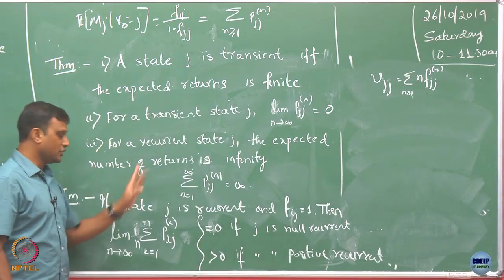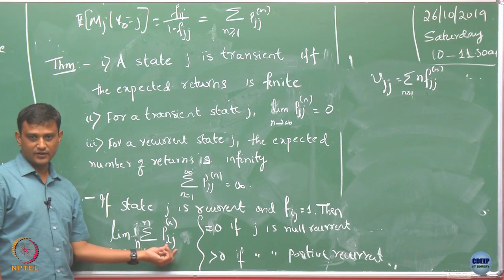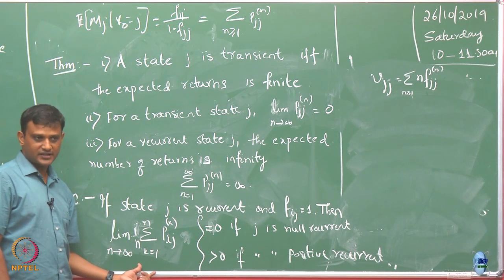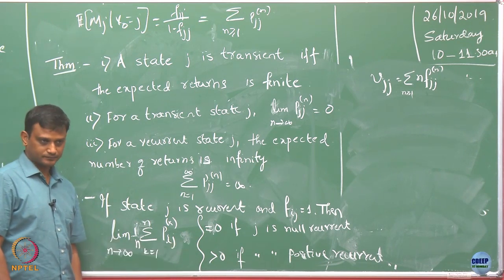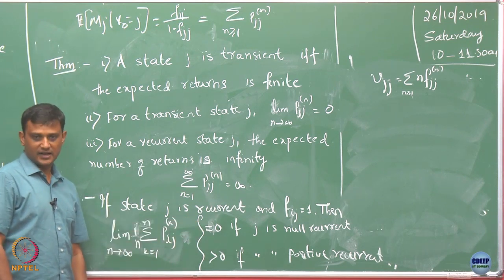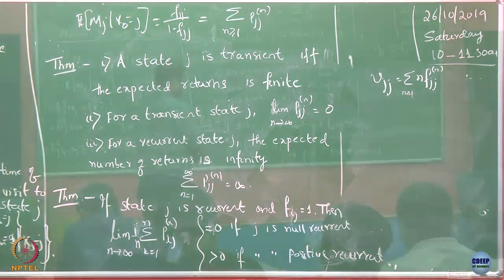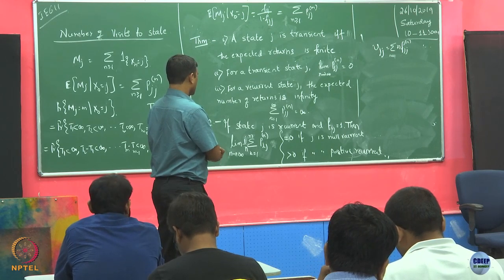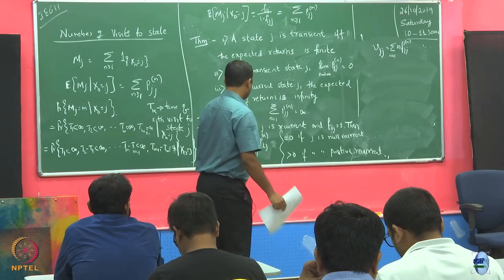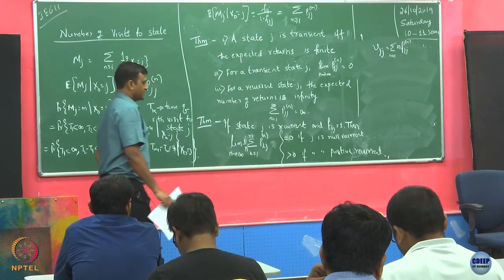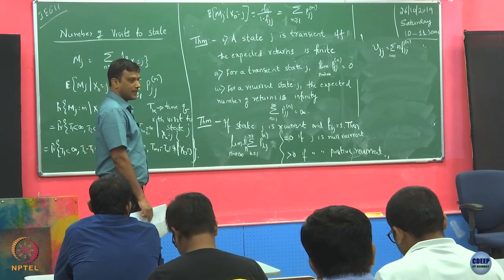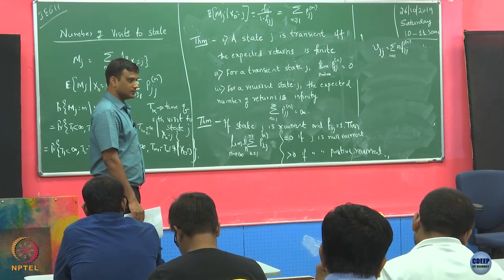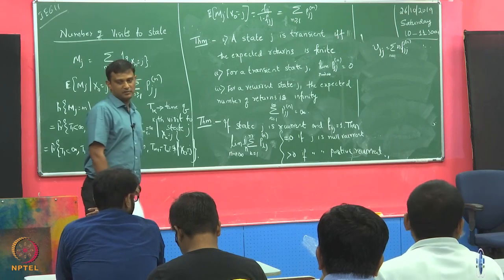Or if you do not want to do that, but you have the sequence pij of n, the n-step transition probabilities, then you can look into these average quantities and see that if this goes to 0, then you know that j is null recurrent, otherwise it is going to be positive recurrent. Any intuition why if this goes to 0 it is null recurrent, and when this is greater than 0 it is positive recurrent?